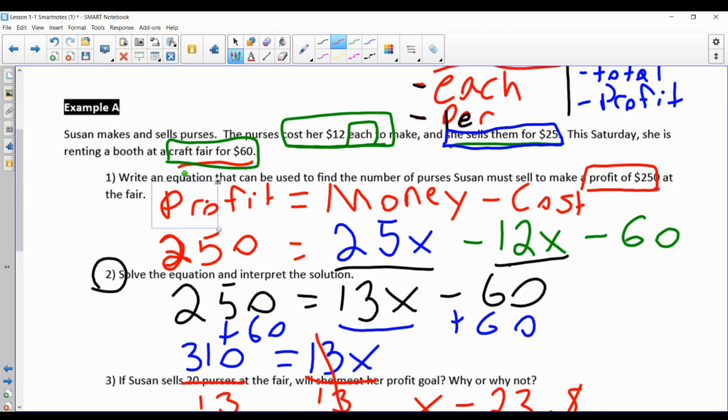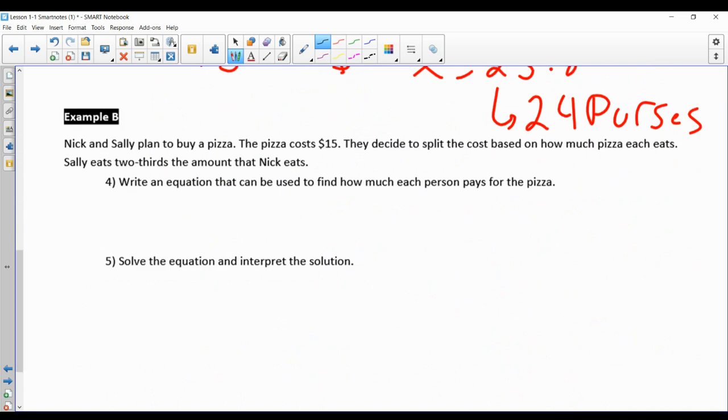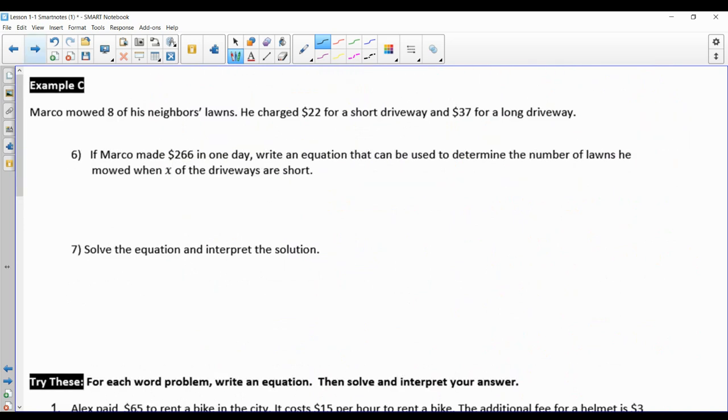Okay, as you can see here, we took the profit. And all we have to do is think, well, how do I figure out how much money I made? Well, I take the money and subtract it from the cost. And then from there, you just slowly start building the equation up. Let's go ahead and just quickly talk about one more.